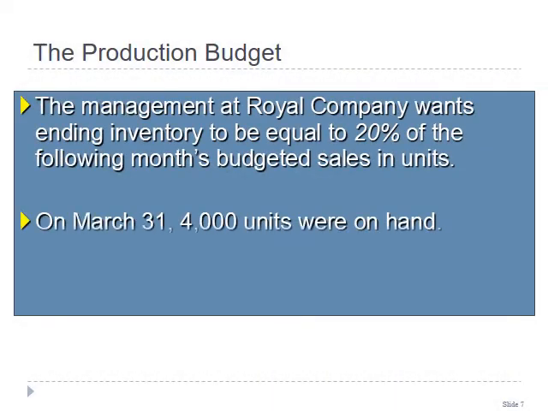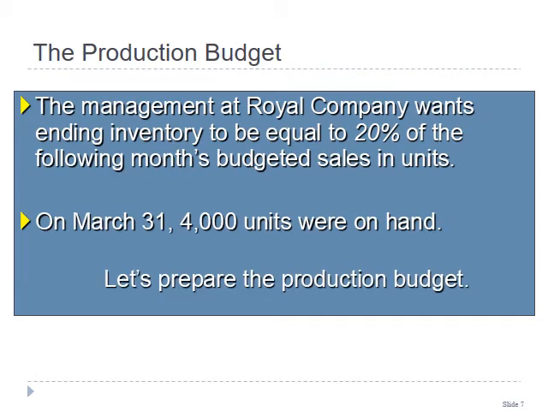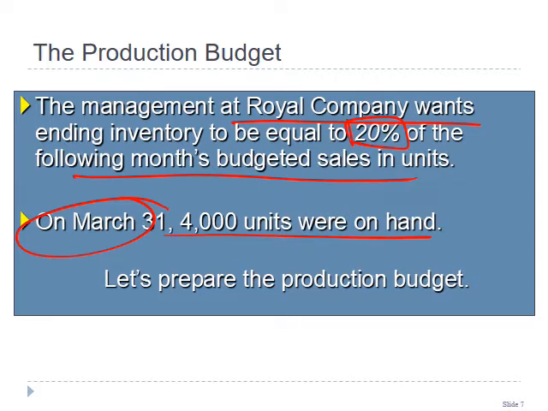So now let's assume that the management of the Royal Company wants ending inventory to be equal to 20% of the following month's budgeted sales, which means 20% of next month's budgeted sales is going to be this month's ending inventory. So on March 31st, 4,000 units were on hand. It means that is going to be the opening inventory for April, right? So let's prepare our production budget.